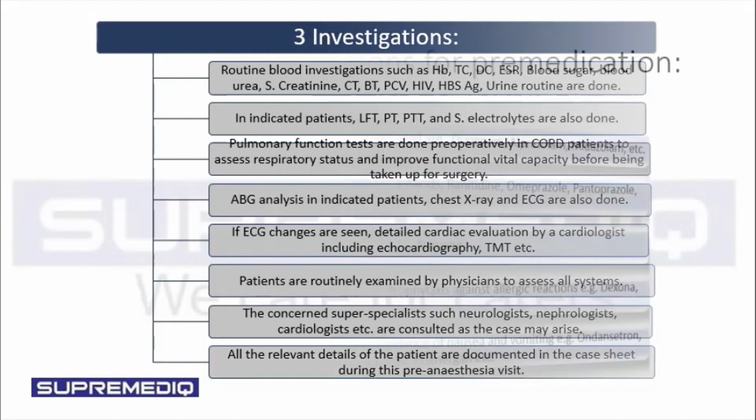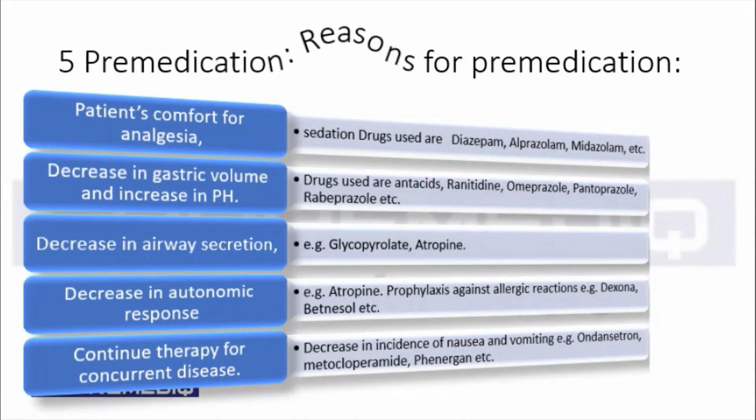5. Premedication. Reasons for premedication. Patient's comfort for analgesia. Sedation drugs used are diazepam, alprazolam, midazolam, etc. Decrease in gastric volume and increase in pH. Drugs used are antacids, ranitidine, omeprazole, pantoprazole, rabeprazole etc.